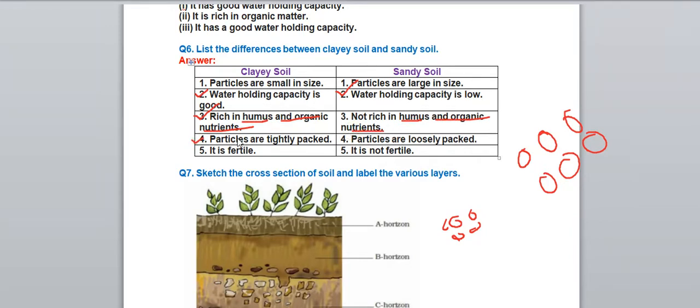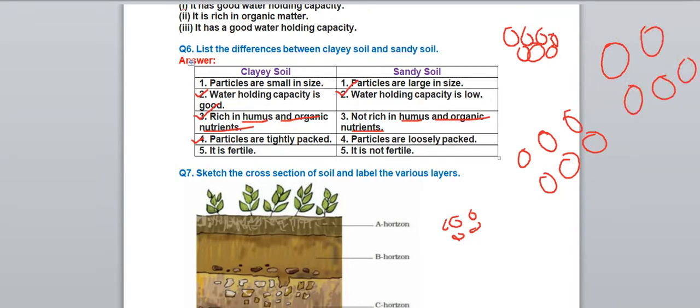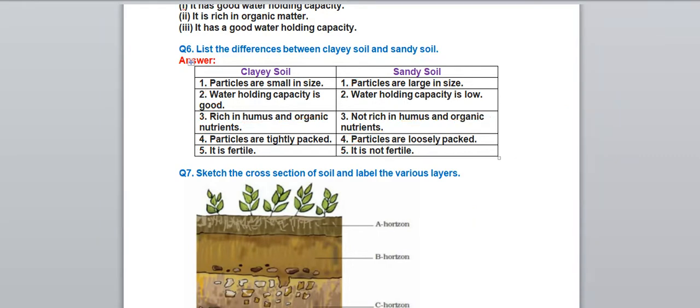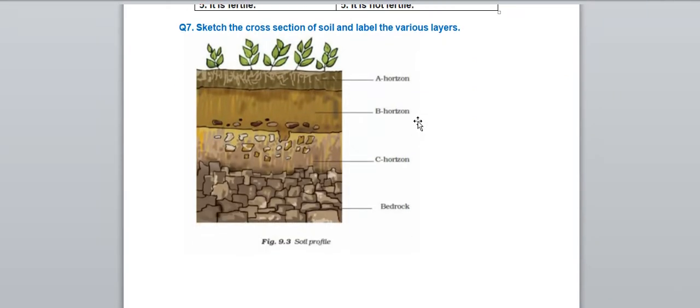Fourth point, what you can write, particles are tightly packed. How are particles tightly packed? Like this. The particles will be very close to each other. But in sandy soil, there is some gap between the particles. So particles are loosely packed. Okay, next one, clay soil is very fertile in nature, but sandy soil is not fertile in nature. So these are the 5 points of differences between the clay soil and the sandy soil. I hope you all have understood that.